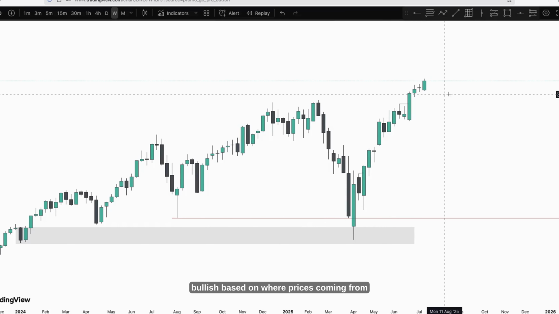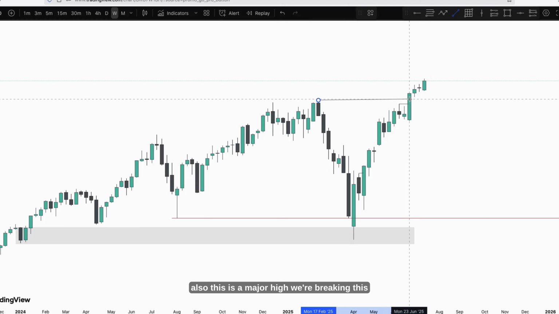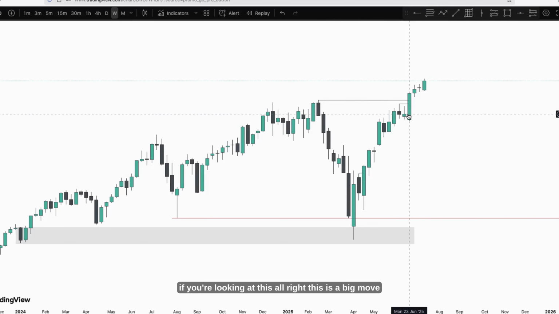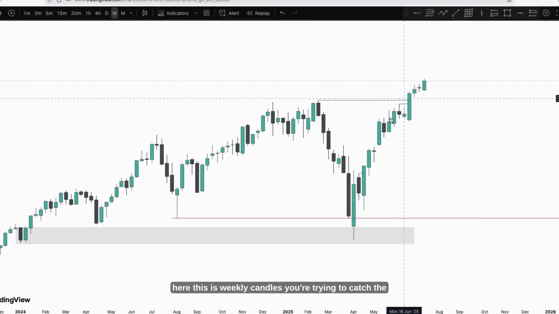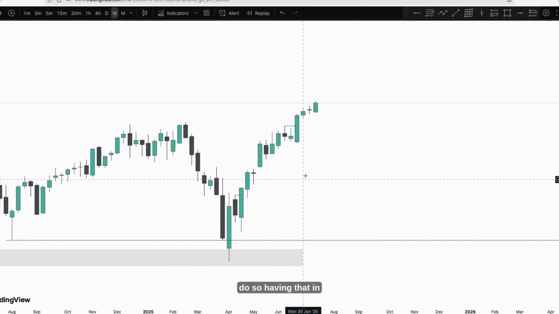based on where price is coming from and we're breaking this high, right? Also, this is a major high. We're breaking this high also because of course you wouldn't ignore this even if you're looking at this. All right, this is a big move here. This is weekly candles. You're trying to catch the next expansion. All right, that's what you're trying to do.